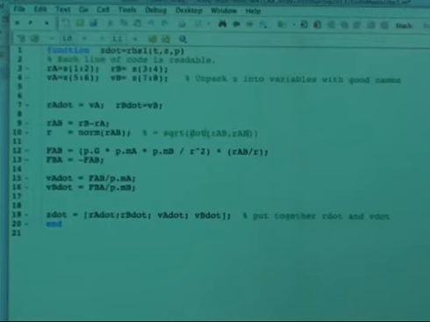RAB and RAB. So one way to think about the magnitude of a vector is the dot product with itself, square root. Any others? I ran out of change, so I can't pay you for that. Okay, so now we've got the equations of motion.